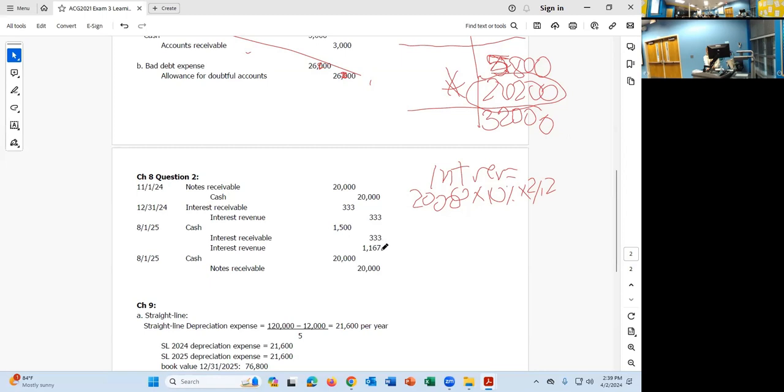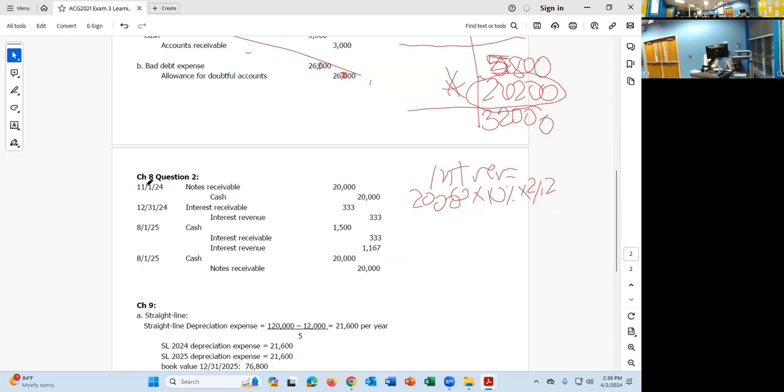Then we've also got to record some additional interest revenue. Because again, 2 months of the loan were revenue up here in 2024. The other 7 months of the loan are interest revenue in 2025. So this 1167, that's the 20,000 times 10% times 7/12. Because that's for the 7 months that happened in 2025. Where we get the 333? The 333 is the 20,000 times 2/12.